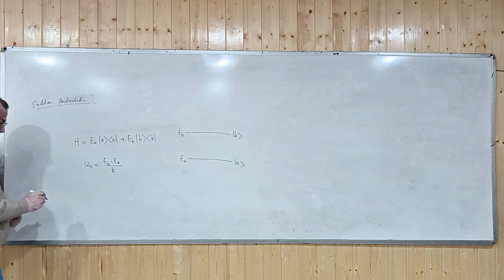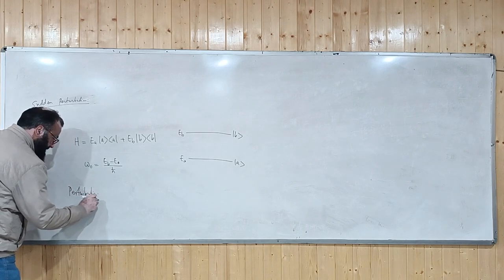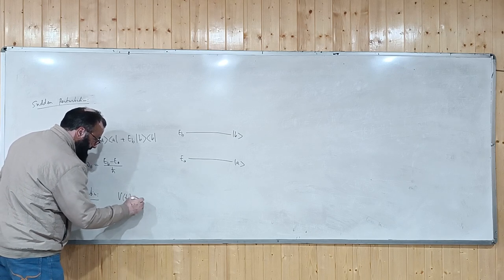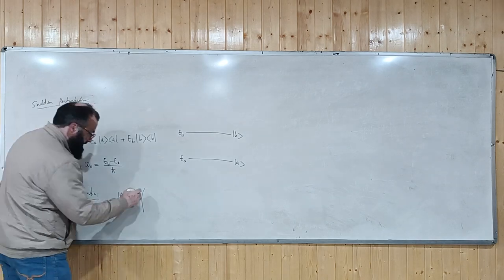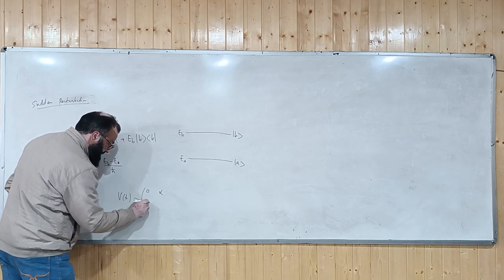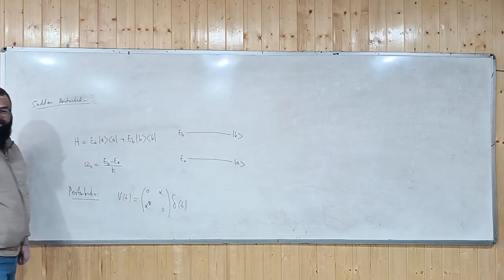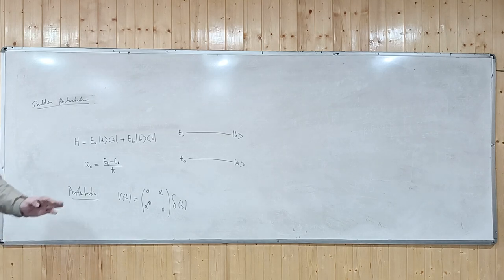So, let me now apply the perturbation. Let me apply this V(t) like this. Since this is a 2 by 2 matrix, I will apply, let's say, 0, alpha, alpha star, 0, times delta(t). It's a very violent perturbation. It's sudden, because delta(t) is non-zero only at t equal to 0. So that means at t equal to 0, you are suddenly disturbing the system.